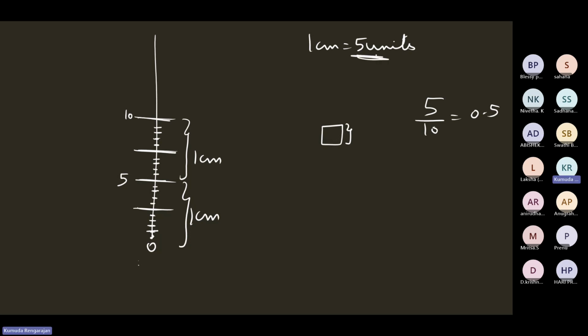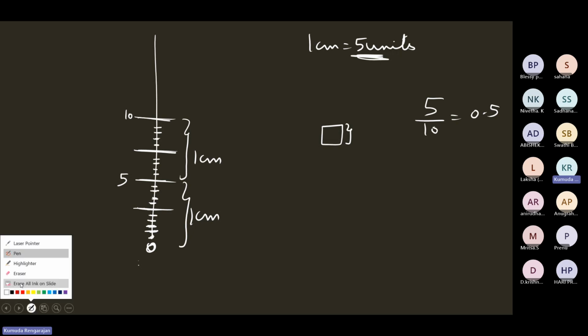Always divide the scale value by 10. Always by 10. 5 by 10 is 0.5. Now you jump in 0.5. Skip count in 0.5. 0, 0.5, 1, 1.5, 2, 2.5, 3, 3.5, 4, 4.5, and so on.